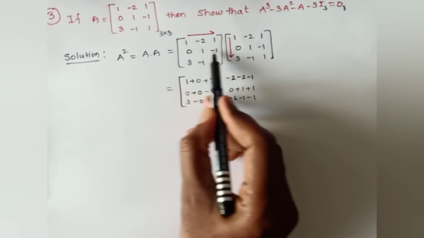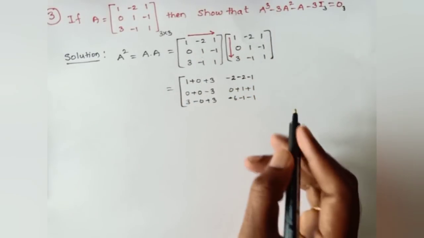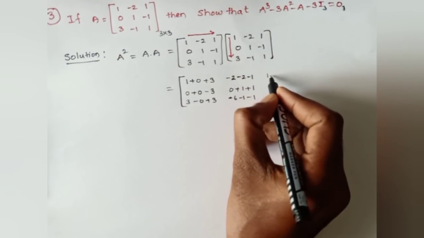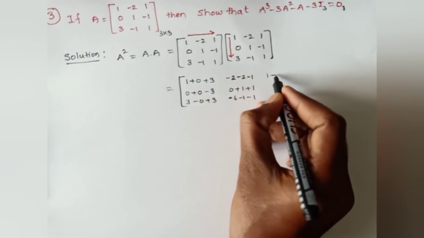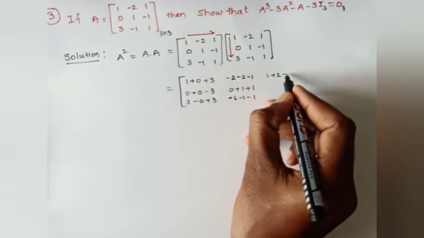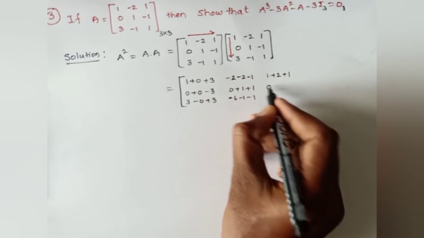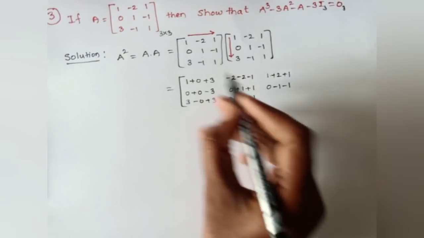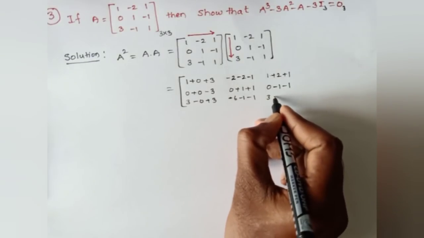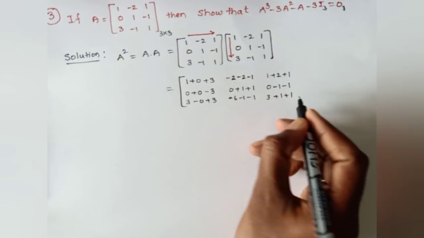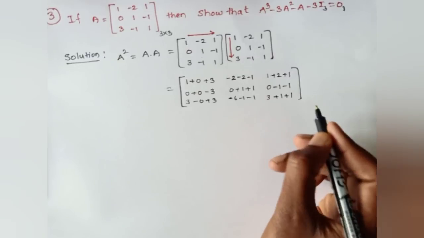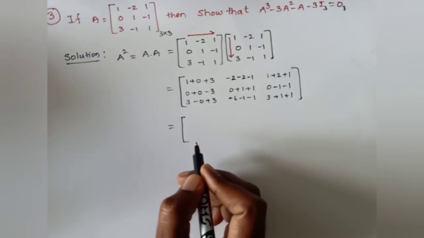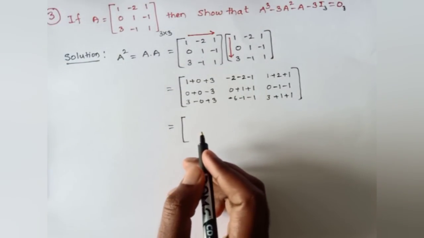To get the resultant column 3, you need to multiply these rows with only this column, that is 1 into 1 is 1, minus 2 into minus 1, so it is plus 2 and plus 1. Next 0 minus 1 minus 1. Next 3 plus 1 plus 1.